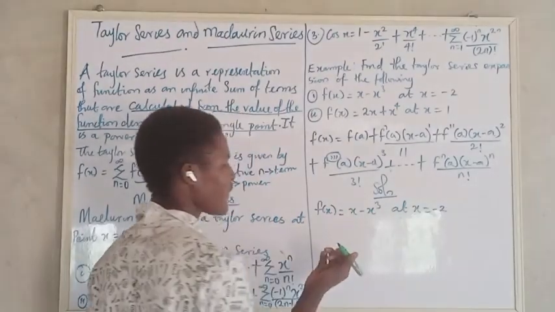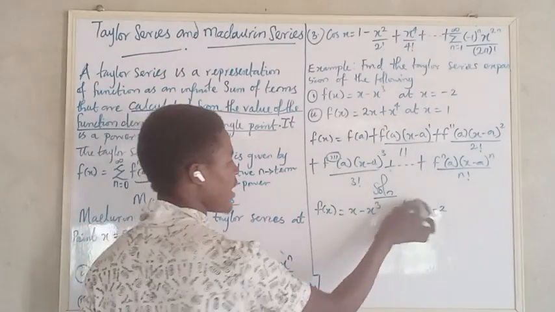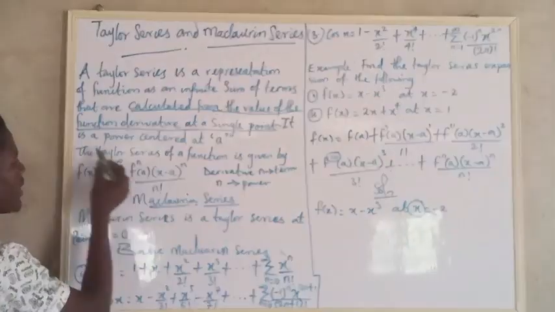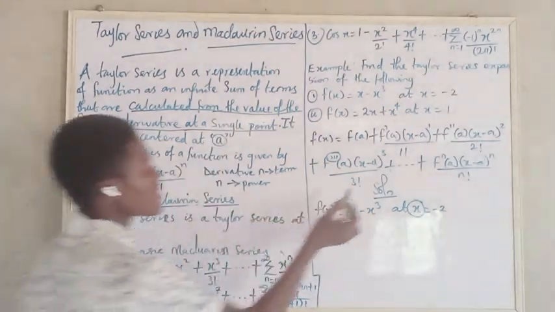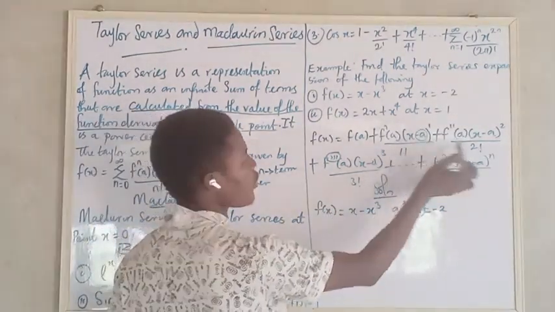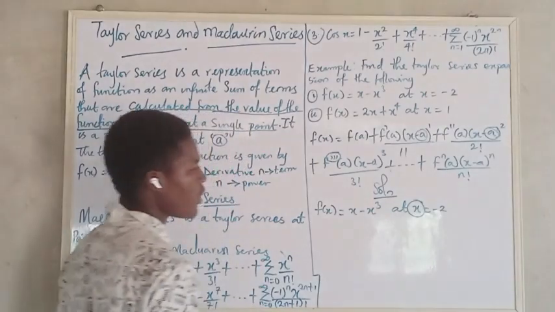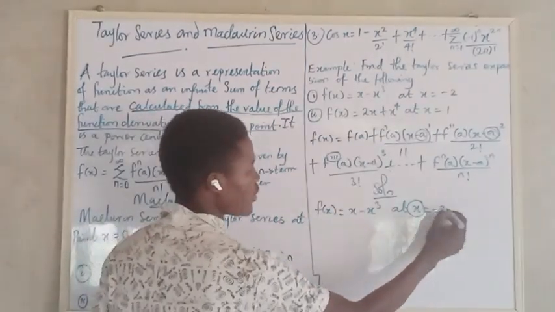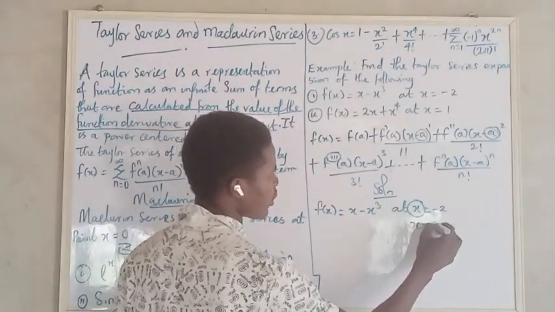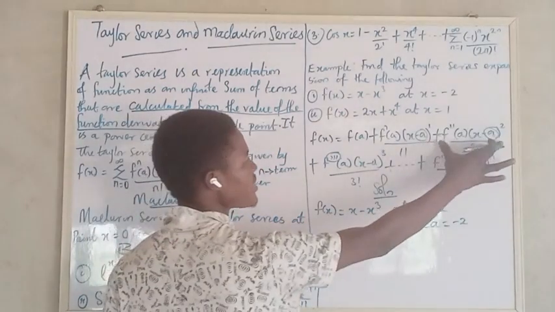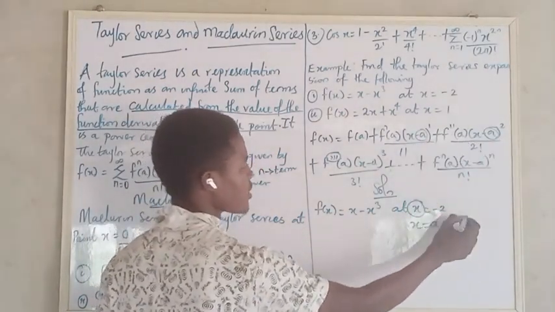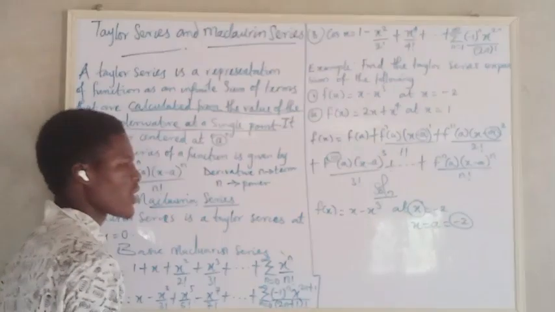Now the first thing you must note is that your x here, don't forget we said it is a power series centered at point a. And you see that in our formula we have a. Can you see that now? So your x here is equal to your a, which is equal to minus 2. So wherever you see a in this formula, you are going to represent it as minus 2. Can you see that now?